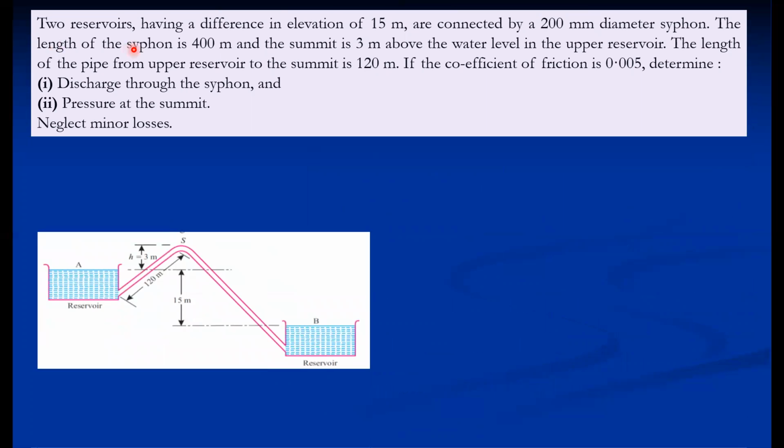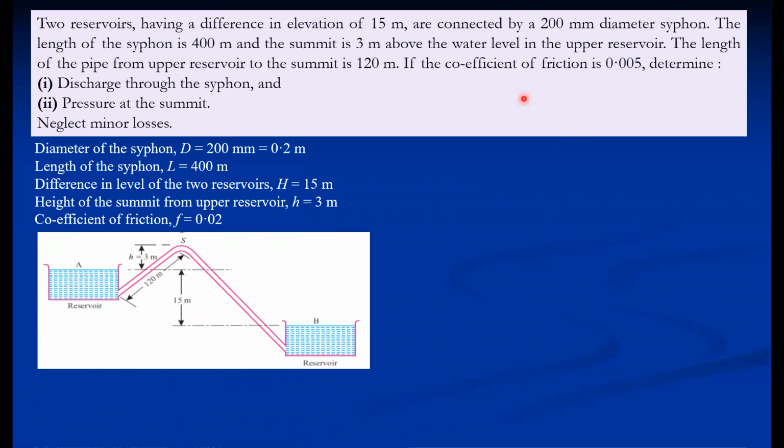Suppose in this example, two reservoirs having a difference in elevation of 15 meters are connected by a siphon of 200 diameter. The length of the siphon is 400. The summit is 3 meters above the water level in the upper reservoir, and the length of the pipe from the upper reservoir to the summit is 120 meters. The coefficient of friction is given as 0.05, so we have to consider this as the f dash value.